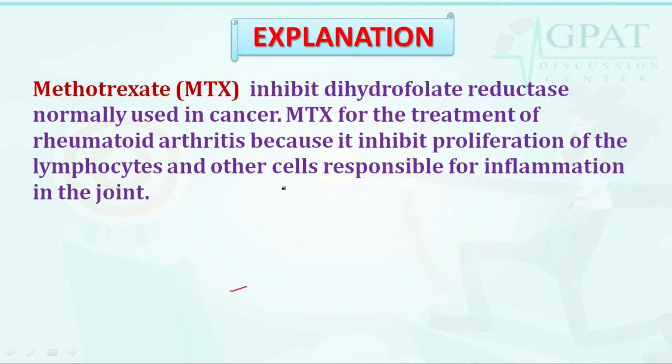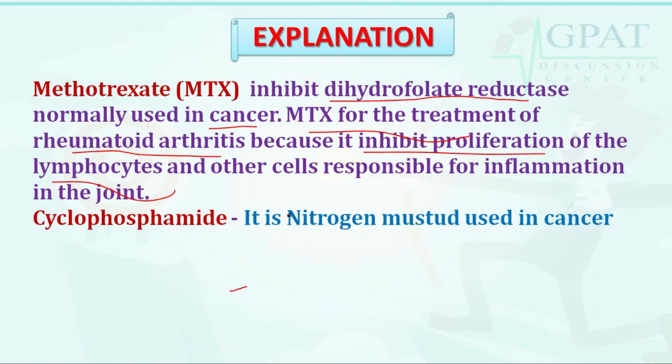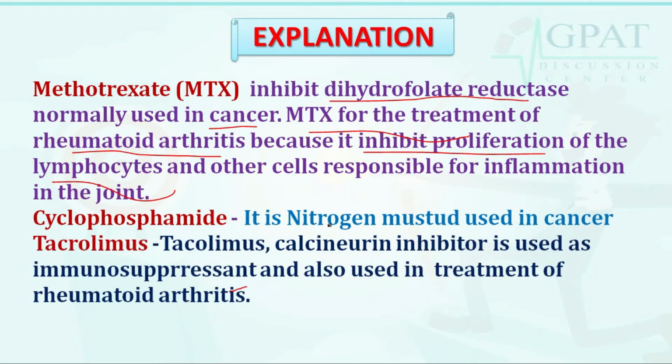So according to the explanation part, methotrexate inhibits dihydrofolate reductase and is used in cancer, and it is also used for the treatment of rheumatoid arthritis because it inhibits proliferation of the lymphocytes and other cells responsible for inflammation in the joints, whereas cyclophosphamide is a nitrogen mustard which is used in cancers, and tacrolimus is a calcineurin inhibitor and is used as an immunosuppressant and also used in rheumatoid arthritis. So hence methotrexate is the correct answer.